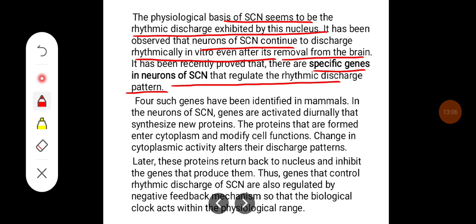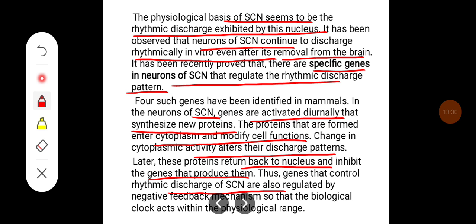In the neurons of SCN, the genes are activated diurnally that synthesize new proteins. The proteins that are formed enter cytoplasm and modify the cell functions. Change in the cytoplasmic activity alters their discharge pattern. Later, the proteins return back to the nucleus and inhibit the genes that produce them. Thus, genes that control rhythmic discharge of SCN are also regulated by negative feedback mechanisms so that the biological clock acts within the physiological range.